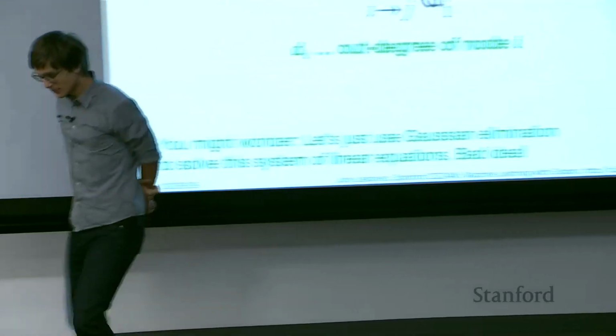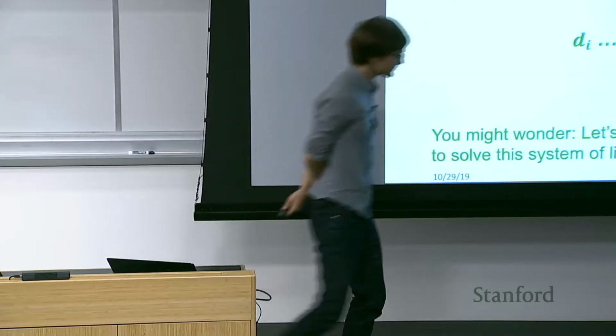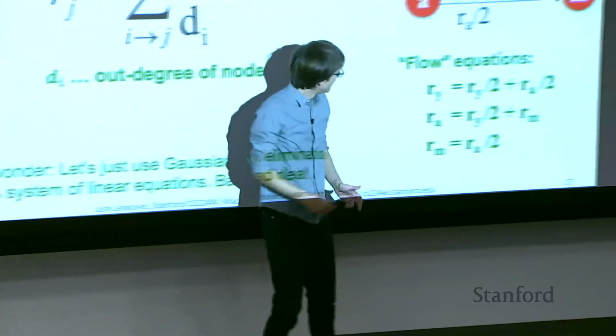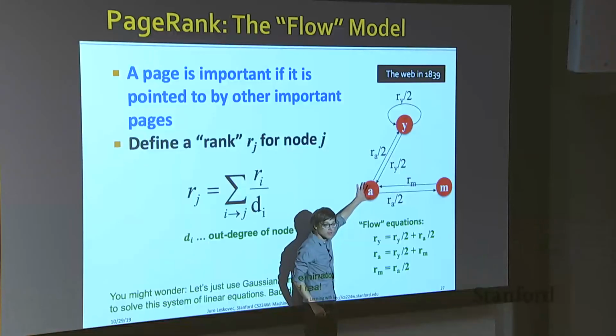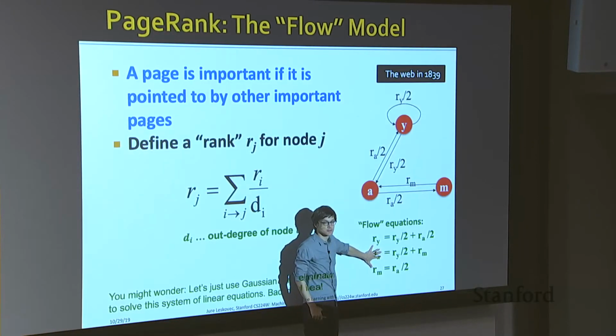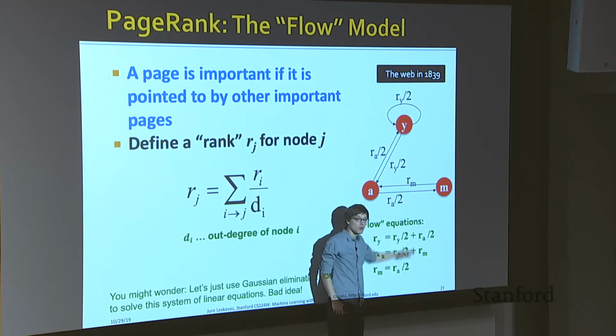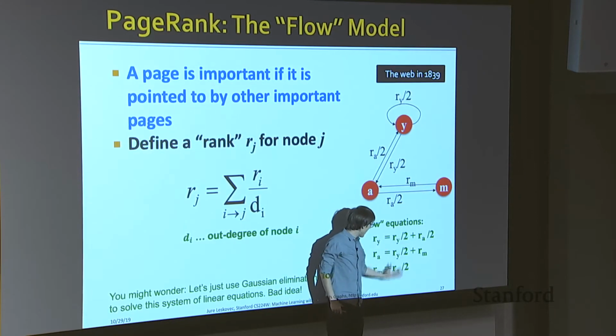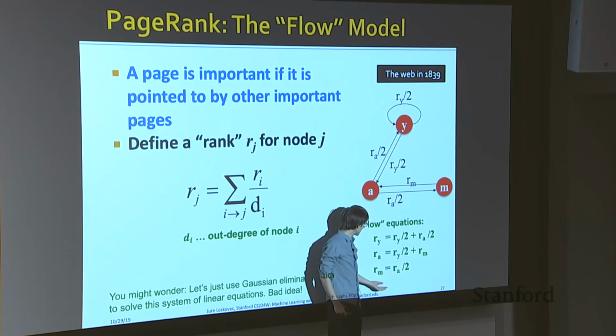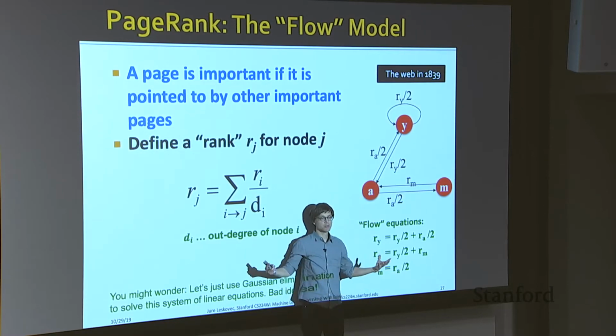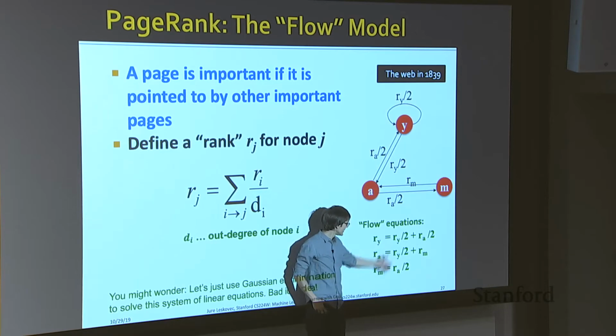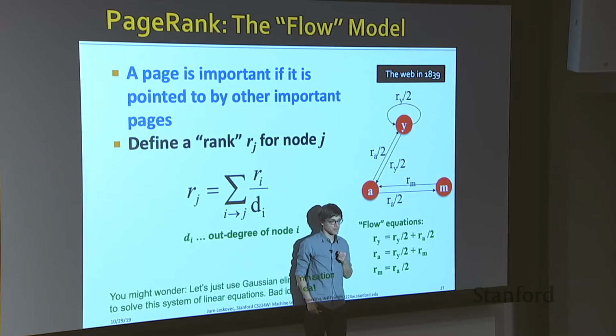Okay? So that's basically it. And now what do you notice? You notice I have 3 equations and 3 unknowns. So I could basically go and solve this system of equations. I could say I need a 4th equation. The 4th equation could be that the importances sum to 1, and I could do Gaussian elimination and solve this.